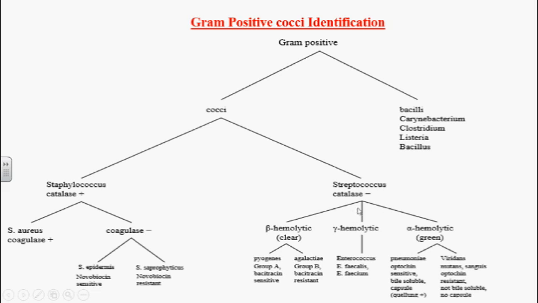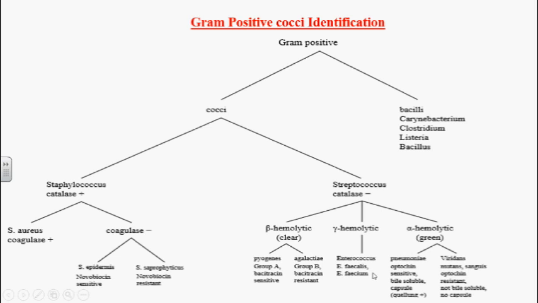Coming to the Streptococcus, they are catalase negative when compared to Staphylococcus. They are round cocci organisms. They can be classified in different ways depending upon the hemolytic test. Among beta hemolytic organisms is Streptococcus pyogenes, also called group A, and it is bacitracin sensitive. Another beta hemolytic organism in Streptococcus is Streptococcus agalactiae, that is group B, and it is bacitracin resistant.